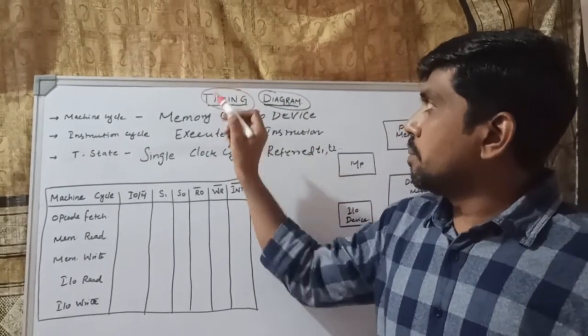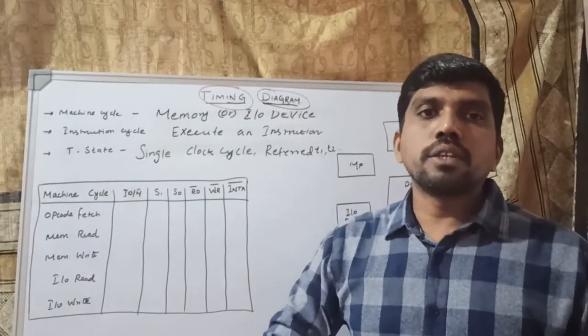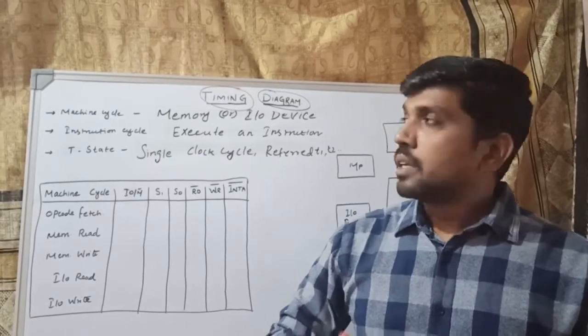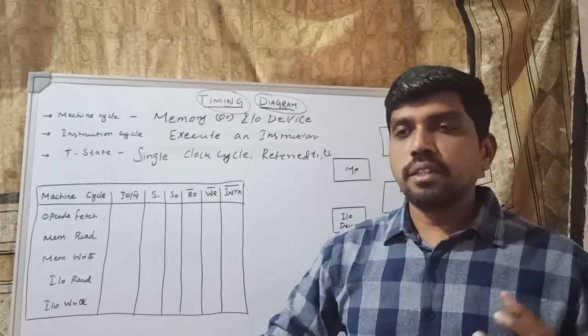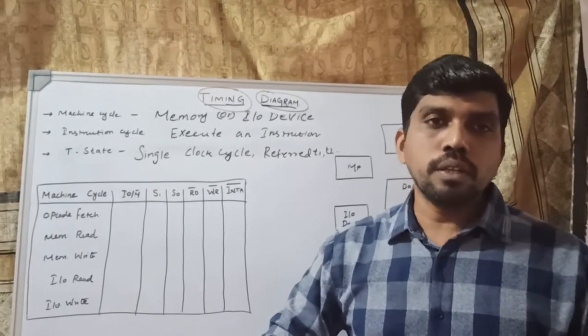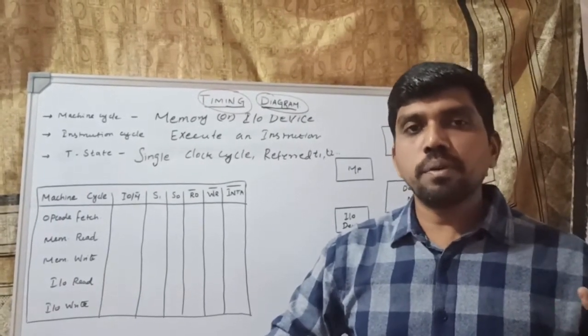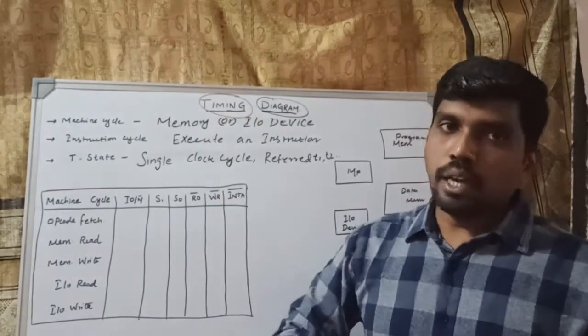What is timing? The information changes with respect to time. Here you consider the information to be an instruction. The form of the instruction varies with respect to time. So the information is presented in a graphical way, and that's called a timing diagram.